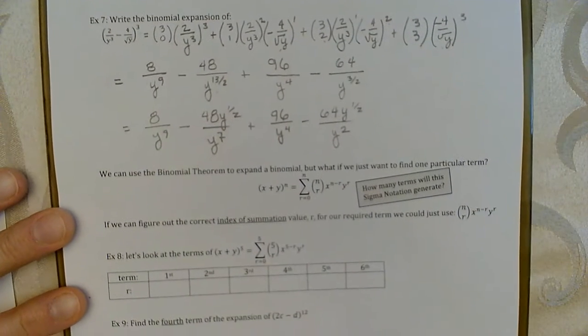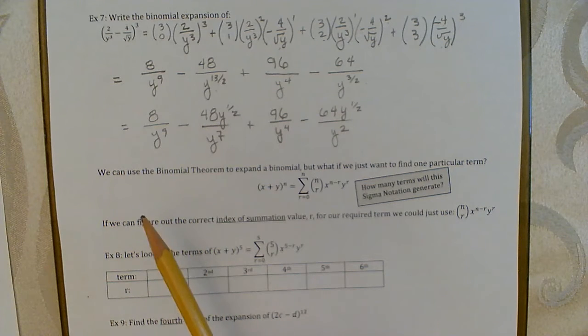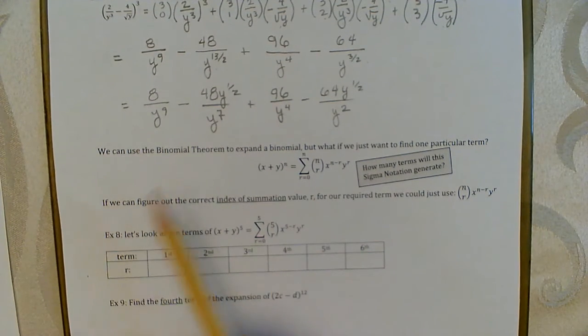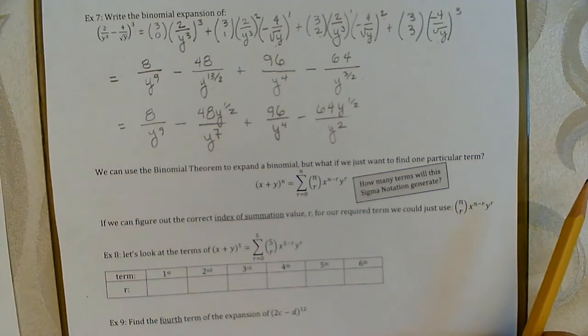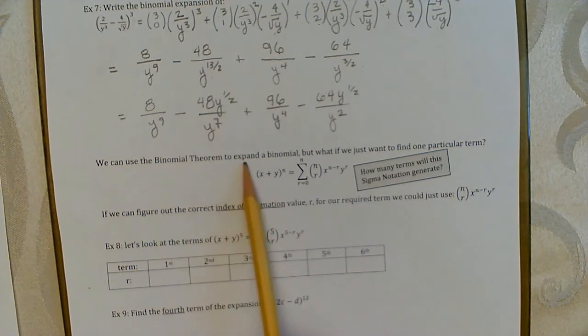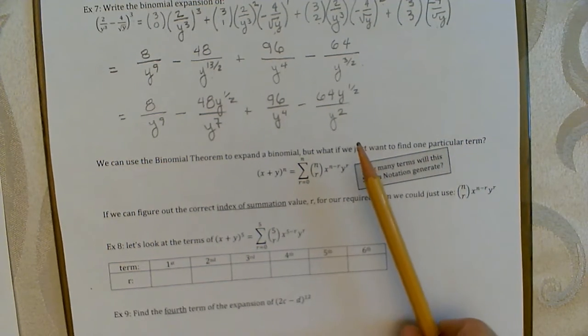But sometimes the binomial theorem is useful when the exponent is rather large. Say, if I had it to the 21st power, we wouldn't really want to use Pascal's triangle. Or if I'm looking for just a particular term, and we're going to get to an example of that in a second. Rather than writing out the whole expansion, I just want the 5th term of the expansion. Then using the binomial theorem rather than Pascal's triangle probably makes more sense. All right, so we use the binomial theorem to expand a binomial, but what if we just want one particular term? That's what we're going to get into now.